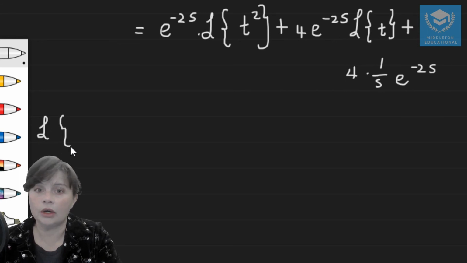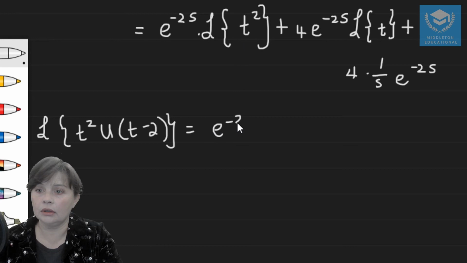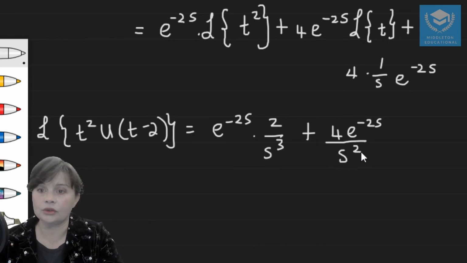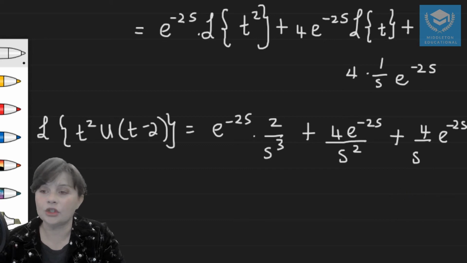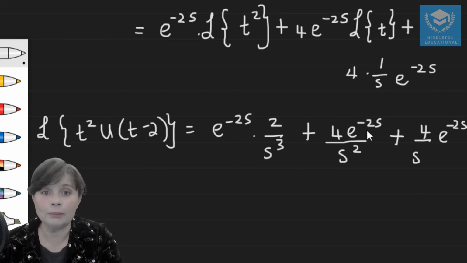So then, if I simplify all of this and find the transforms, the transform of t squared times u of t minus 2 is going to be 2 over s cubed plus 4 e to the minus 2s. The transform of t is just going to be 1 over s squared. So I'll put that over s squared, plus 4 over s e to the minus 2s, right? So this is going to be the transform of your middle term.